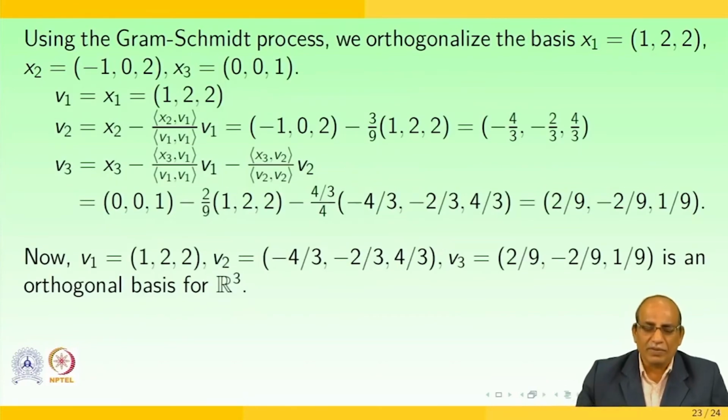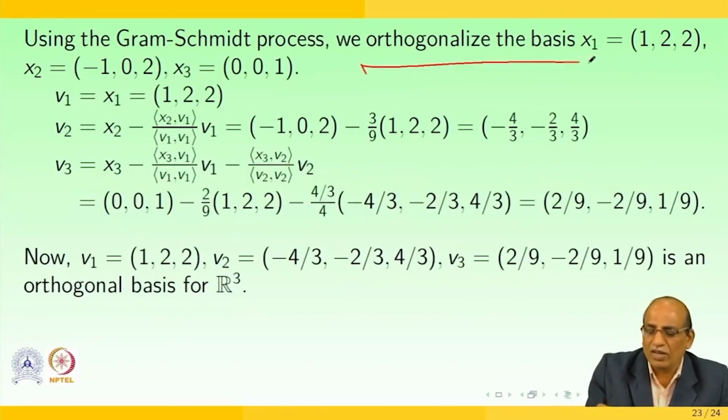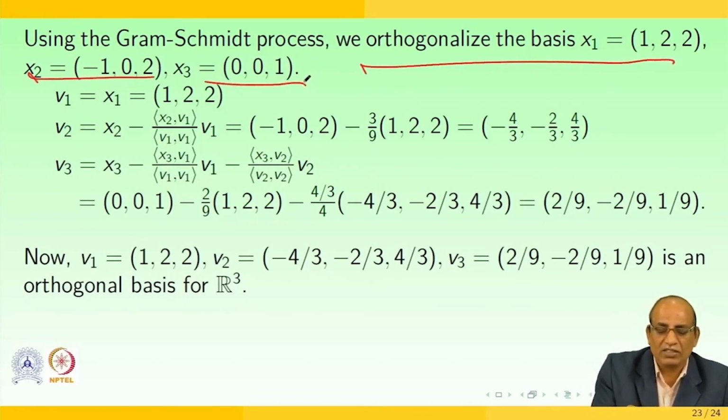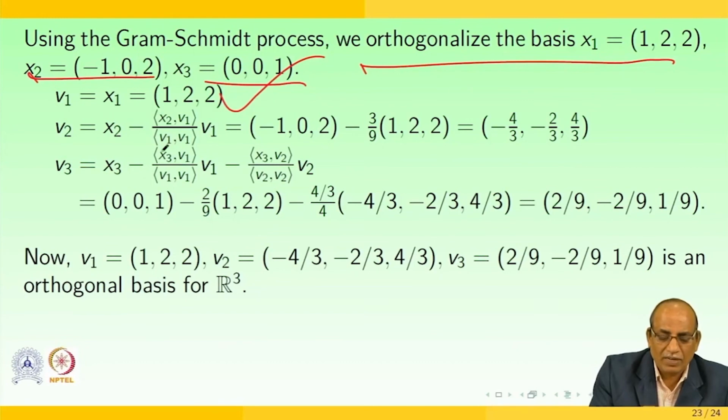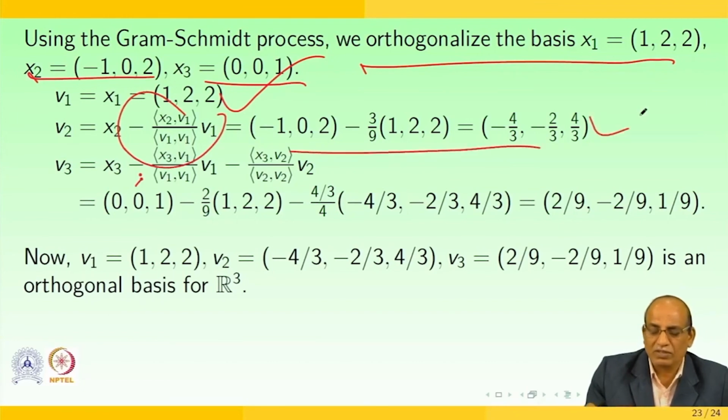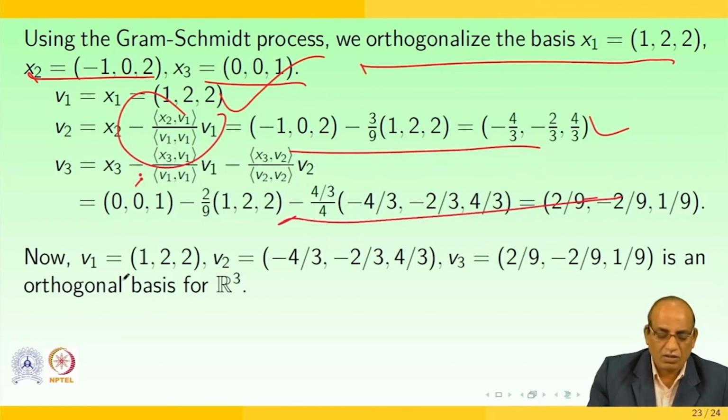Using the Gram-Schmidt process, we can orthogonalize the basis x1 equals 1, 2, 2, x2 equals minus 1, 0, 0, x3 equals 0, 0, 1. So V1 equals x1, which we set from the previous algorithm. V2 equals x2 minus (x2, V1) upon (V1, V1) multiplied with V1, and similarly for V3 we get this vector. So now V1 equals 1, 2, 2. We need to check whether it is an orthogonal basis or not.